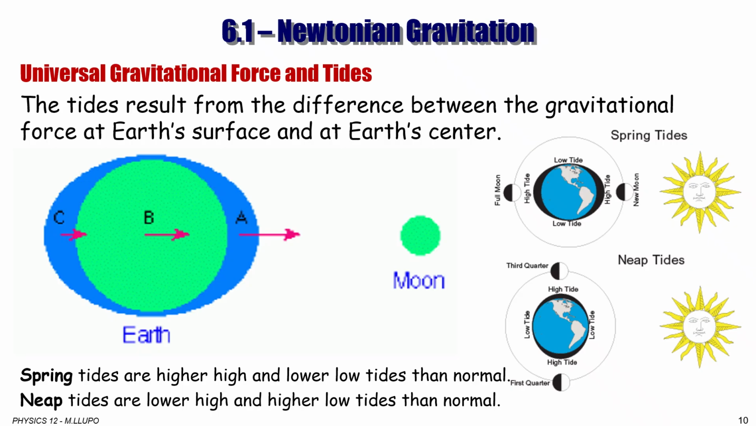When the position is perpendicular, so the moon, Earth, and sun are forming a 90-degree angle to each other, then the tides that are formed are less drastic. So they are called neap tides, which are lower high and higher low tides than normal. So they are less drastic.